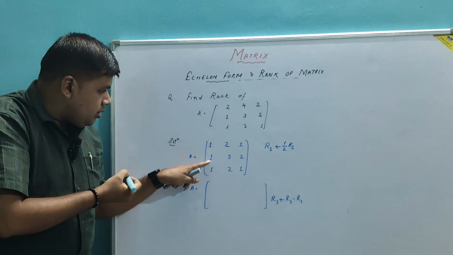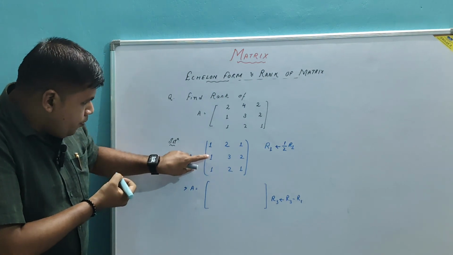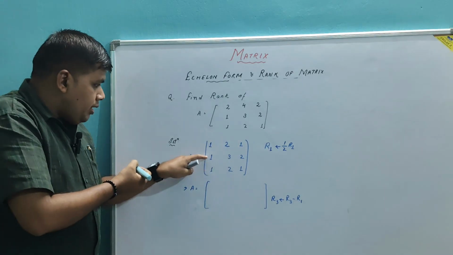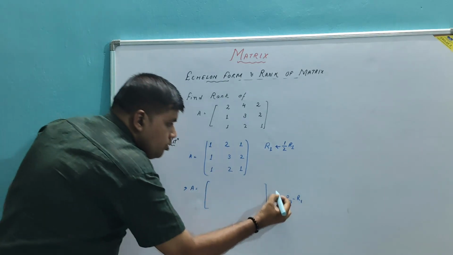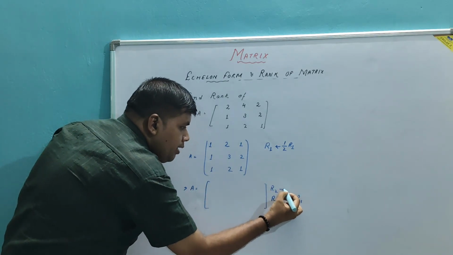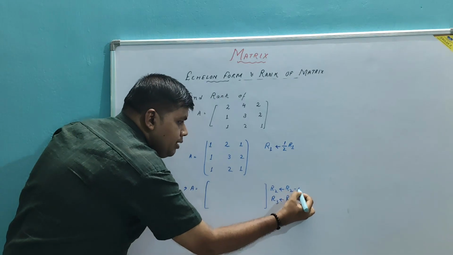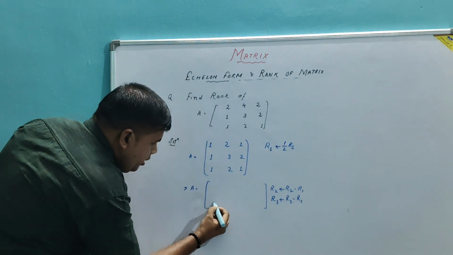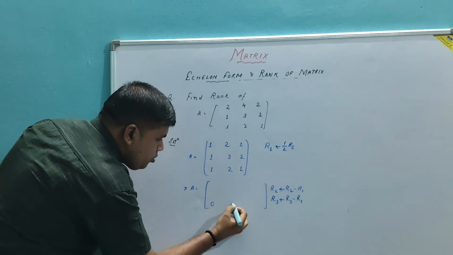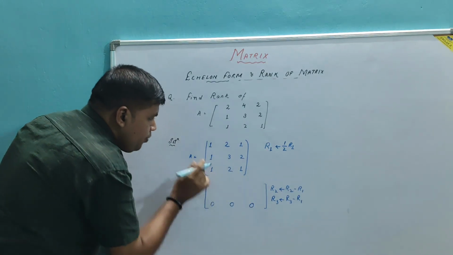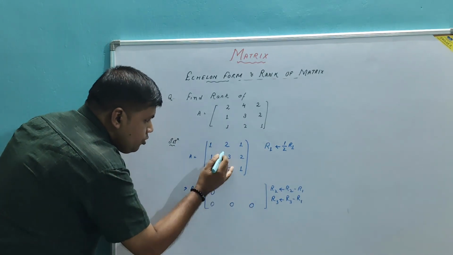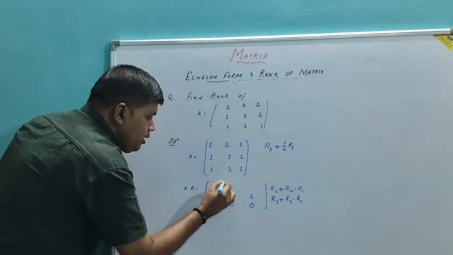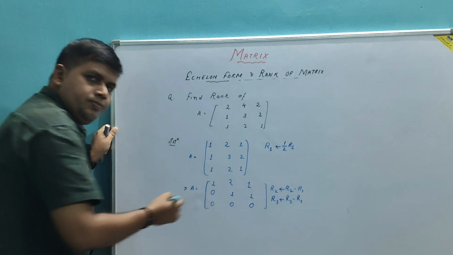And for the second row, 1 minus 1, 3 minus 2, 2 minus 1: in that case, the first one will be 0. So R2 can also be made R2 minus R1. In this case, 1 minus 1 is 0. For the third row, 2 minus 2 is 0, 1 minus 1 is 0. For the second row, 1 minus 1 is 0, 3 minus 2 is 1, 2 minus 1 is 1. And the rest is 1, 2, 1.